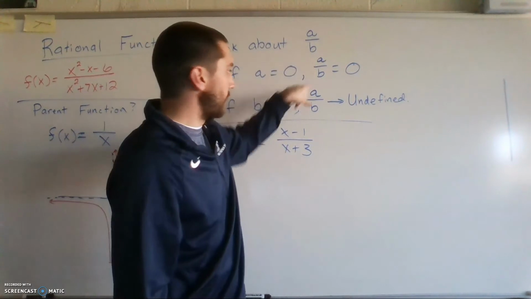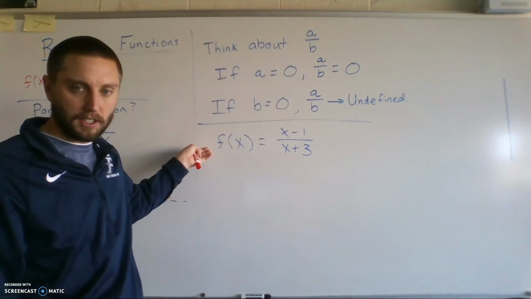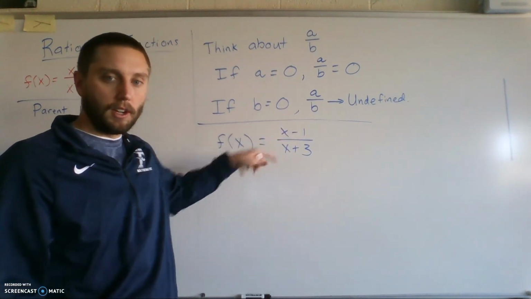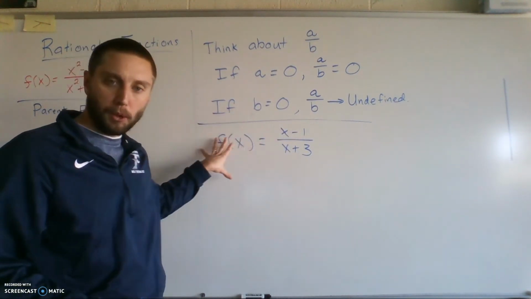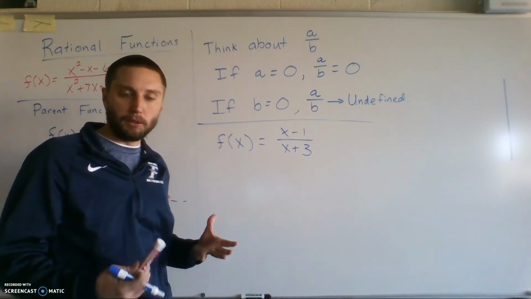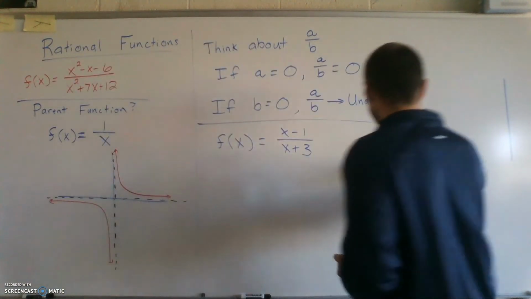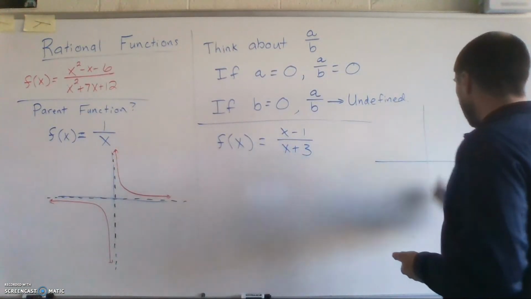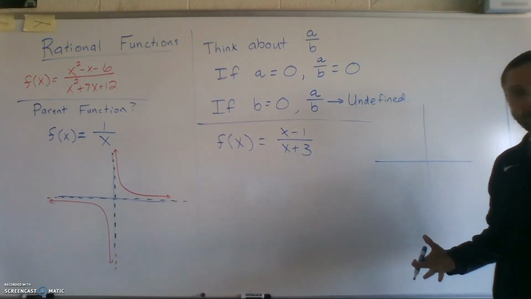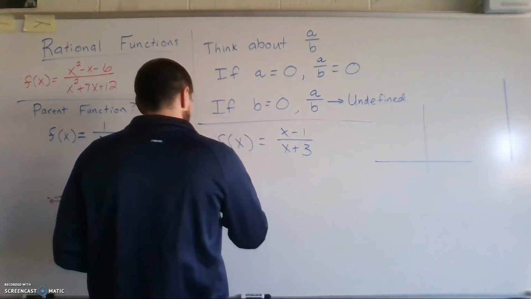So let's start with this. We said if the top is equal to 0, then the function is equal to 0. So how do you think that translates here? If the top is equal to 0, then that means the output is going to be equal to 0. And what do we know about when the output equals 0, what's happening on my graph there? Well, anytime I have a graph and my output equals 0, that means I'm on the x-axis, which means that I have an x-intercept.